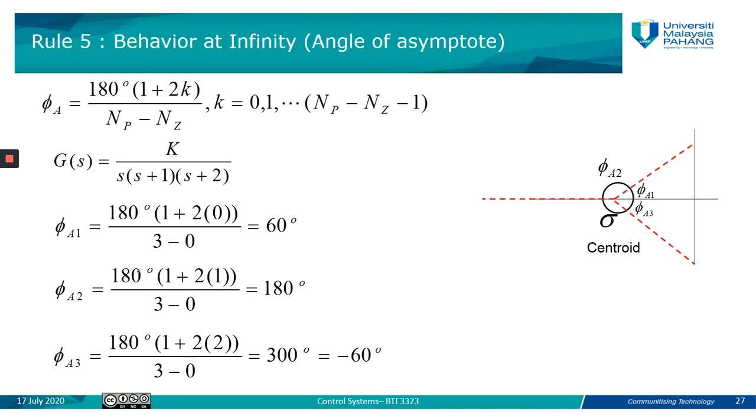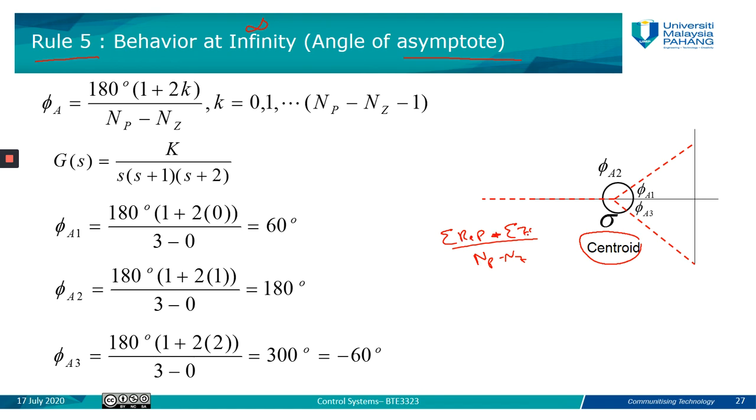So if we move to rule number 5, rule number 5 is more on the behavior at infinity. This behavior at infinity comes from the asymptote, and we need to find, we already found the value of the centroid here. How to find the centroid? We said the summation of real poles minus the summation of real zeros over the number of poles minus number of zeros.